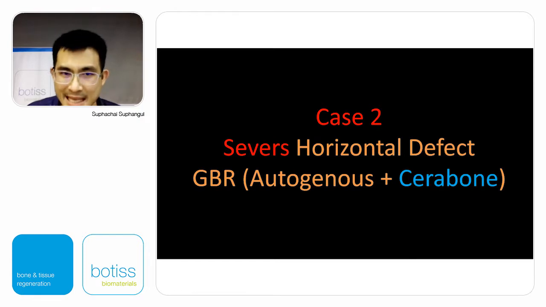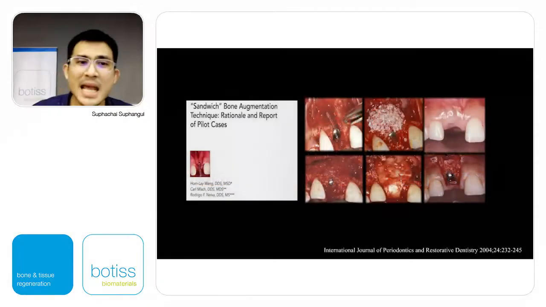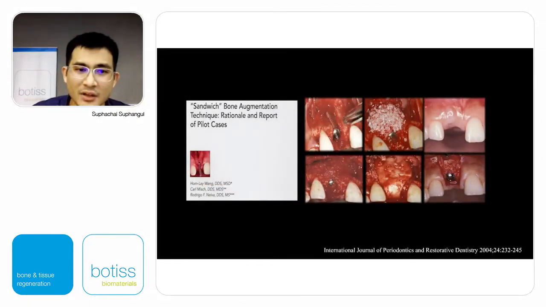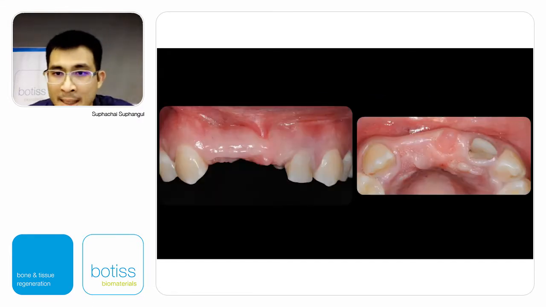Okay, the second case. This one is a severe horizontal defect. I did GBR with autogenous bone and xenograft also. In this case I used Dr. Hom-Lay Wang's sandwich technique. The first layer could be autogenous bone or allograft, and then another layer is xenograft, and then it is covered with the membrane to exclude the soft tissue.